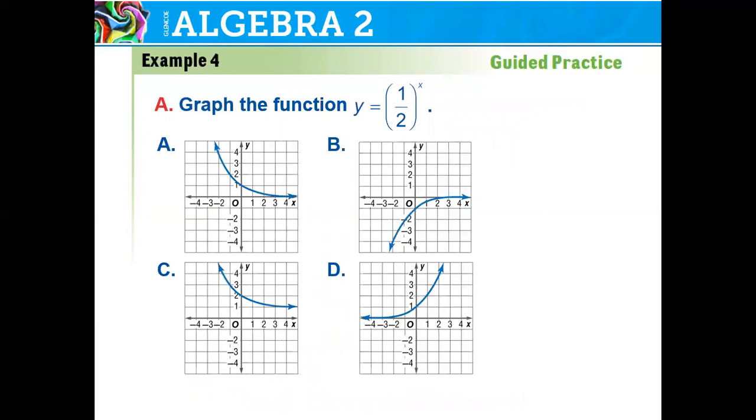This is my next example, y equals (1/2) to the x. We know that the graph for this function will look like the parent function. We know some characteristics of the parent function, such that it is decreasing and that it has an asymptote at the x-axis. These eliminate this one, this one, and this one, and we're left with A as the answer.